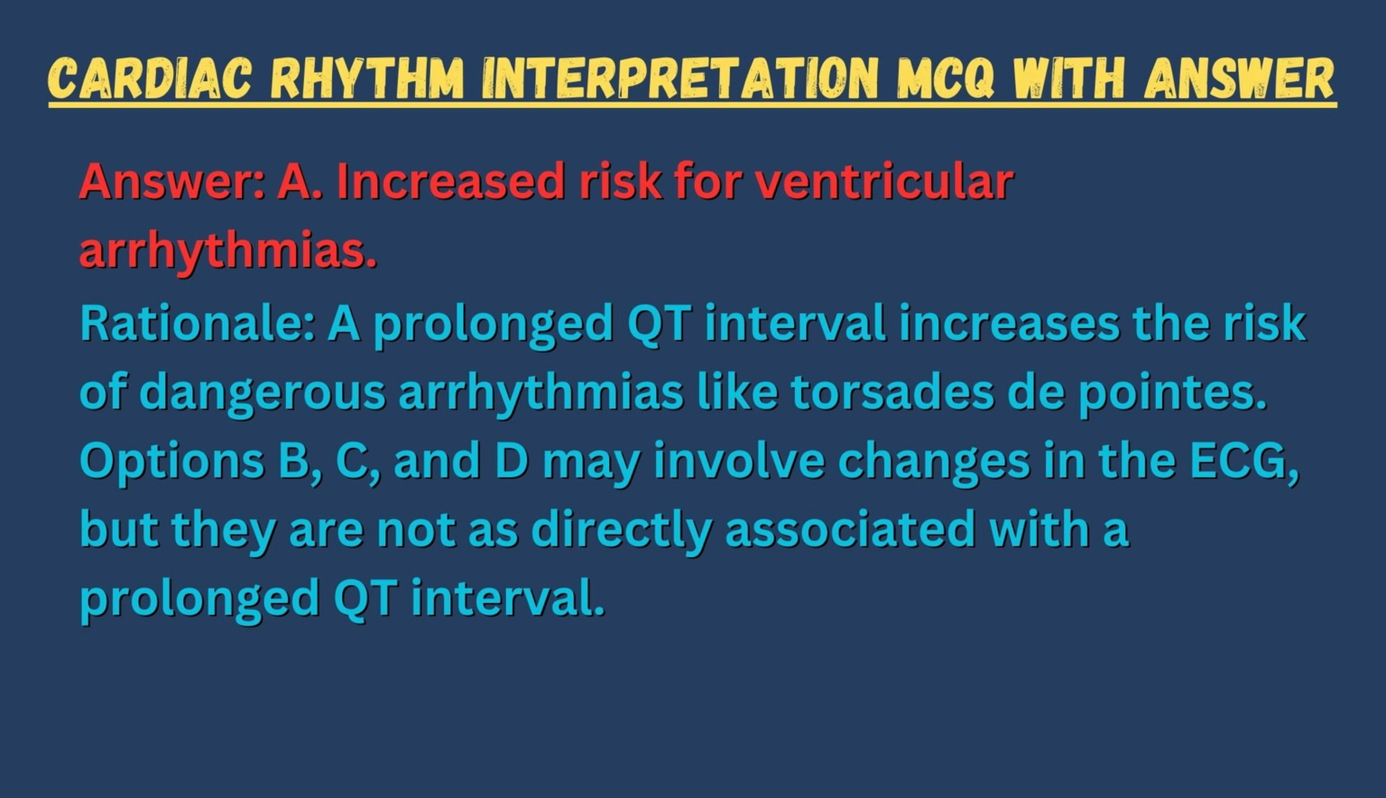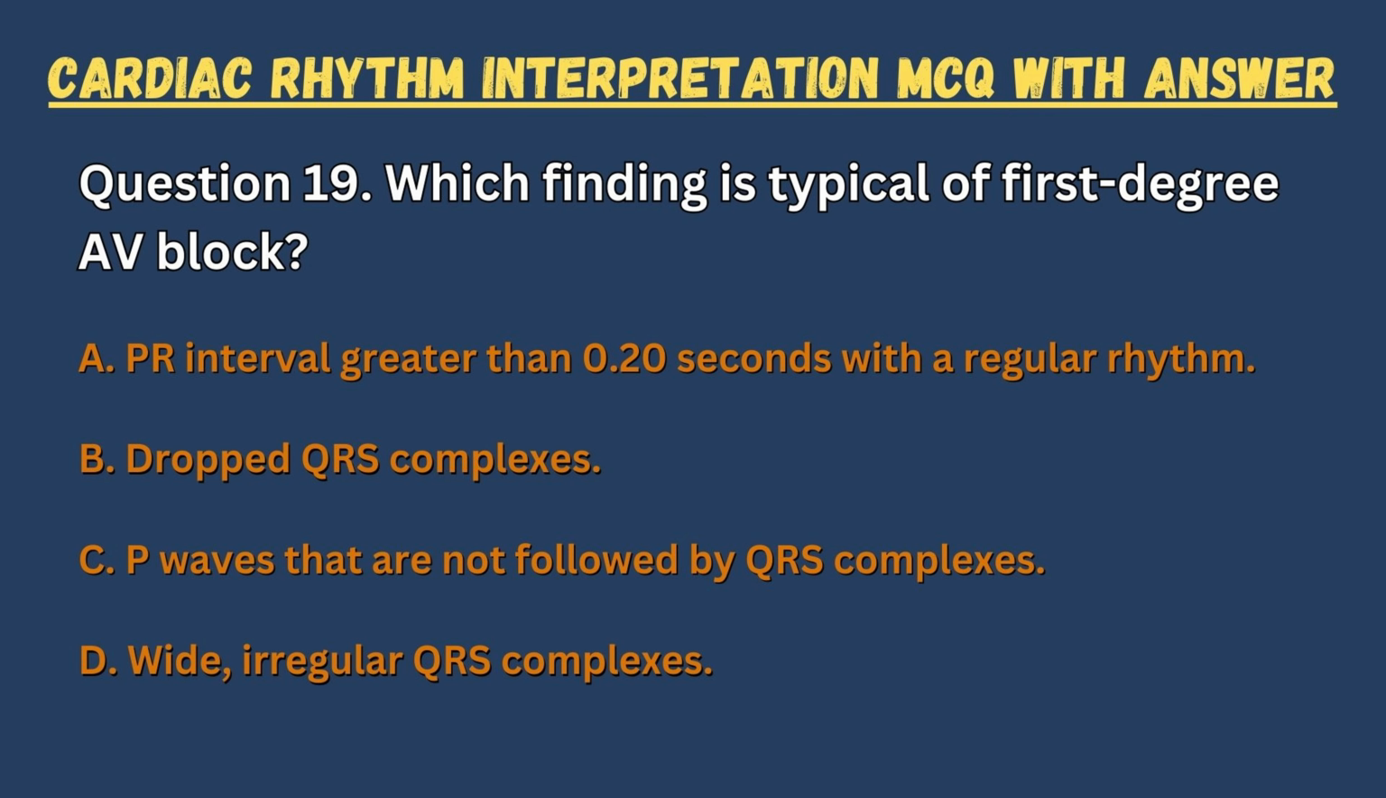Answer: A. Increased risk for ventricular arrhythmias. Rationale: a prolonged QT interval increases the risk of dangerous arrhythmias like torsades de pointes. Options B, C, and D may involve changes in the ECG, but they are not as directly associated with a prolonged QT interval.